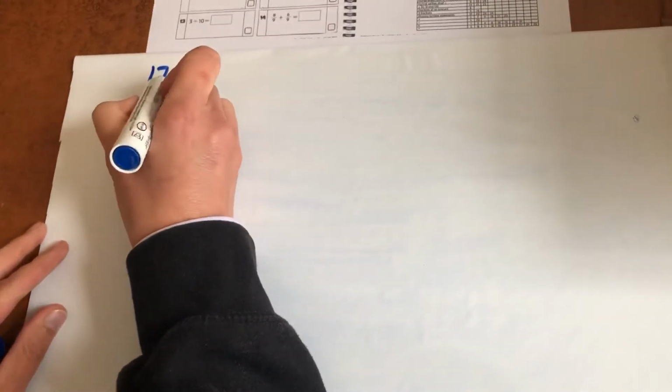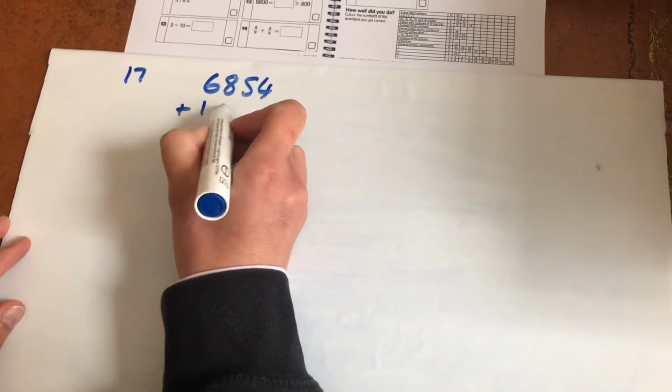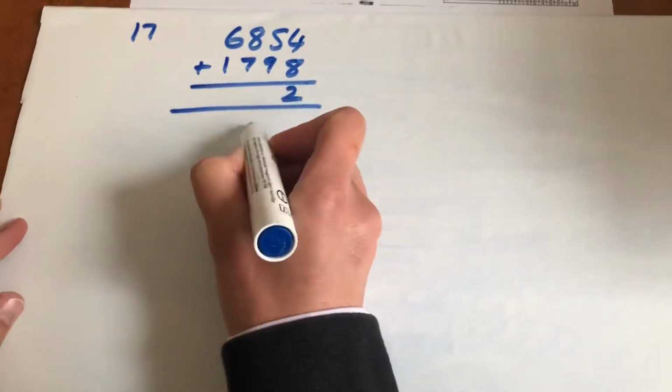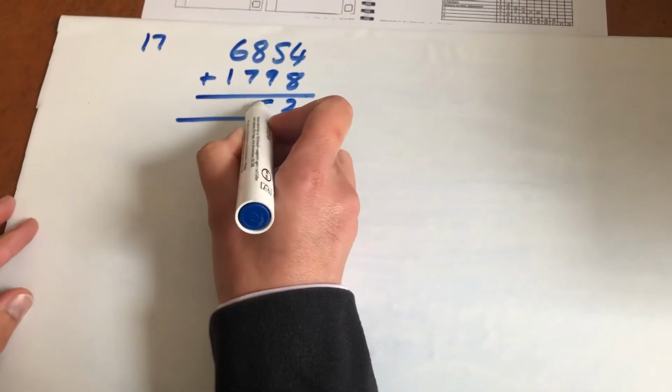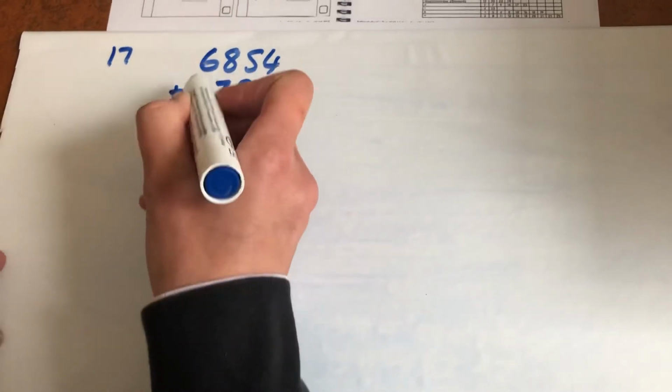Question 17. 6,854 add 1,798. 8 add 4 is 12. Carry the 10. 15. Carry the 10. 16. Carry the 10. And 8.